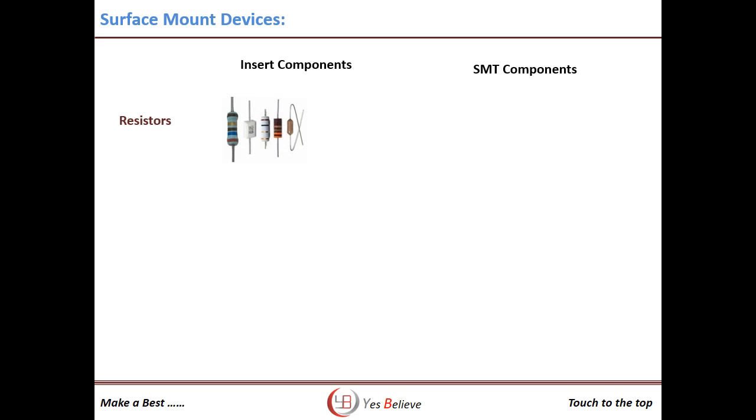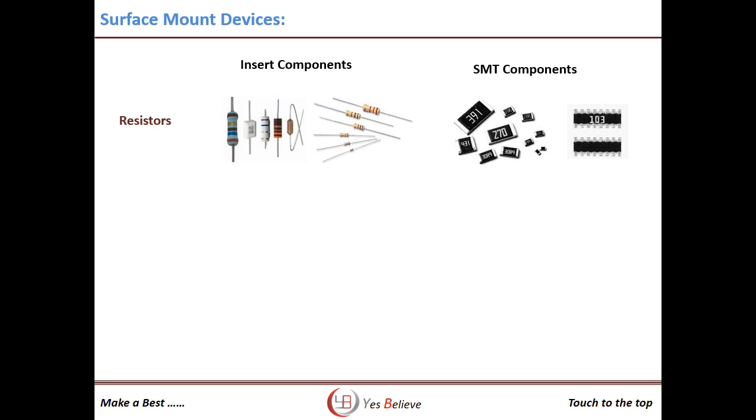SMD components are usually smaller than their through-hole counterparts because they have either smaller leads or no leads at all. Let's compare the through-hole components with SMDs. Through-hole resistors have two leads visible at both ends of the component body, while SMD resistors have pads on the body itself.